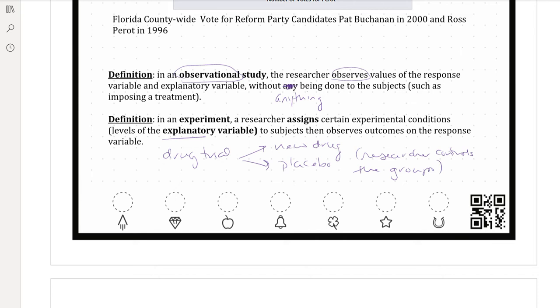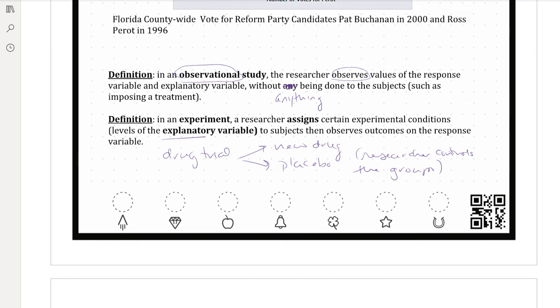And so the new drug and the placebo, these are categorical variables. These are levels of the categorical explanatory variable. And then we're just going to observe the time to recovery or the amount of recovery or whatever is the response variable of interest. But in this case, we're controlling who's in which group.